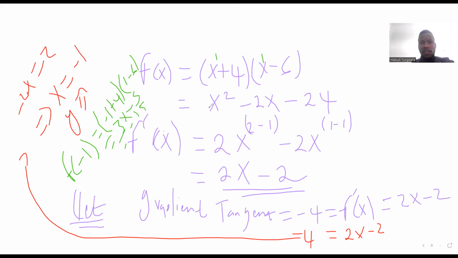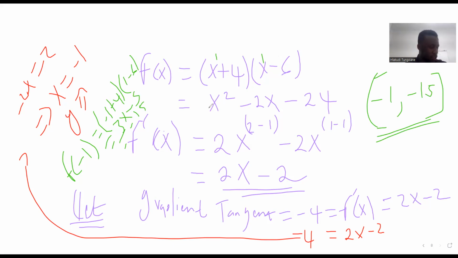Okay, so which means the coordinate at which they meet is going to be -1 and -15. That's the coordinate at which these two functions meet, the tangent and the function.